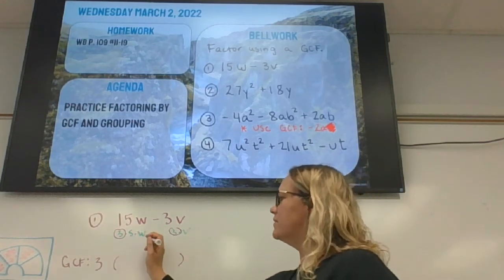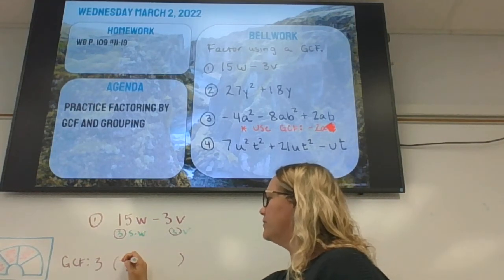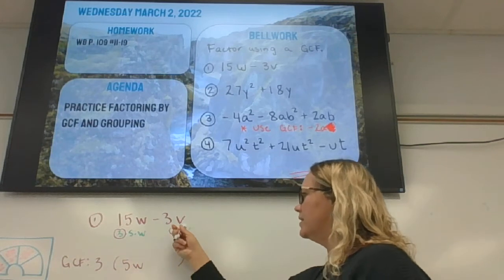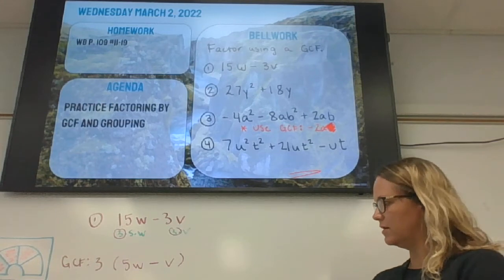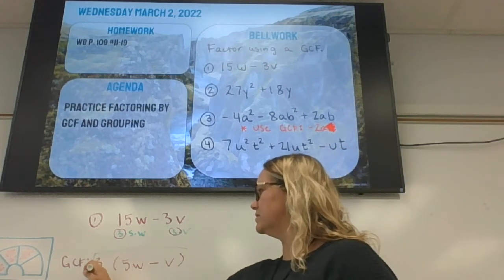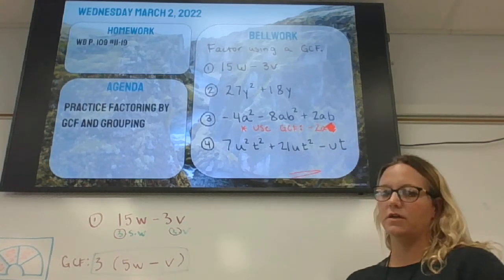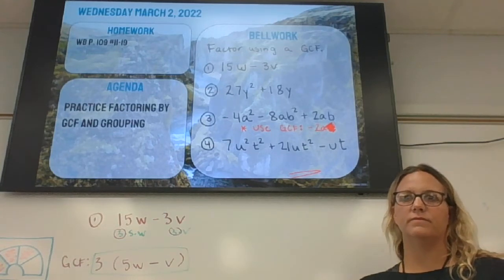So what's left over here, if I divide a 3 out, would be 5W. And over here would just be minus V. This is your answer. This is really the only thing you have to show. You don't have to show any other work.